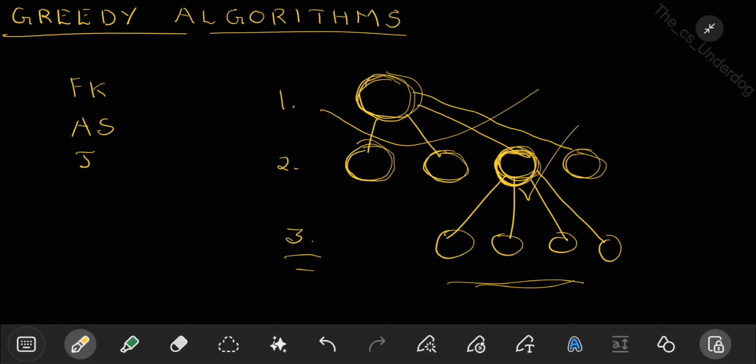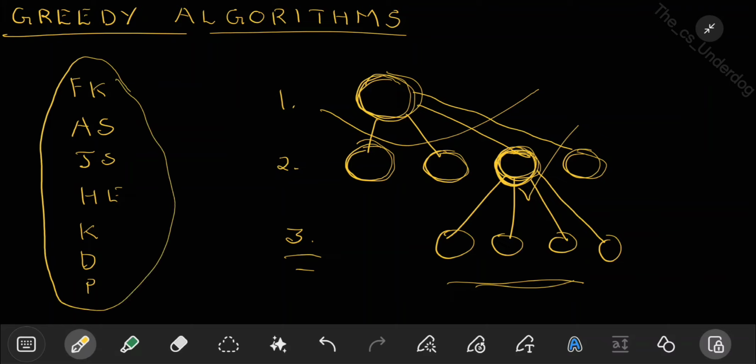Similarly, you have job sequencing. There is Huffman encoding. You have many graph algorithms as well. Something like maybe Kruskal's algorithm, Dijkstra's algorithm, Prim's algorithm. So all these belong to the greedy category or the greedy paradigm of algorithms. In the coming lectures, we'll be going in depth into all of these. So at that point, it will be clear for you how greedy strategy is applied in all of these algorithms.